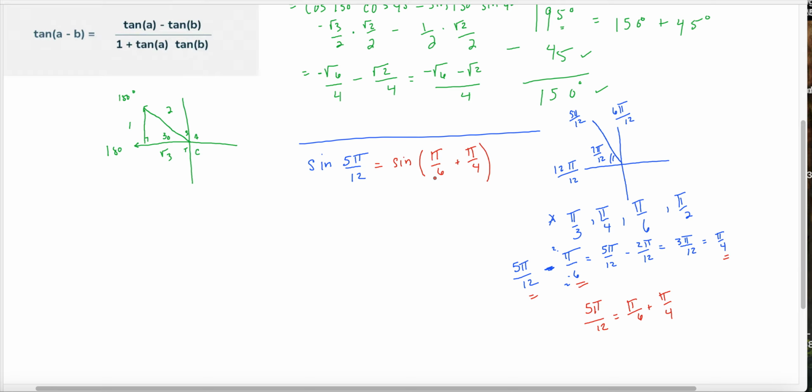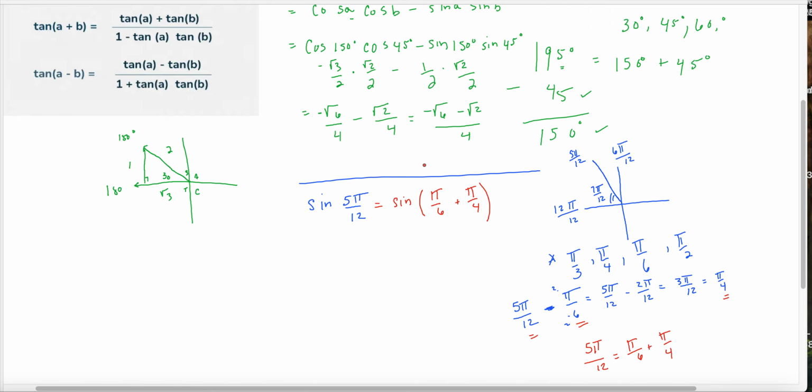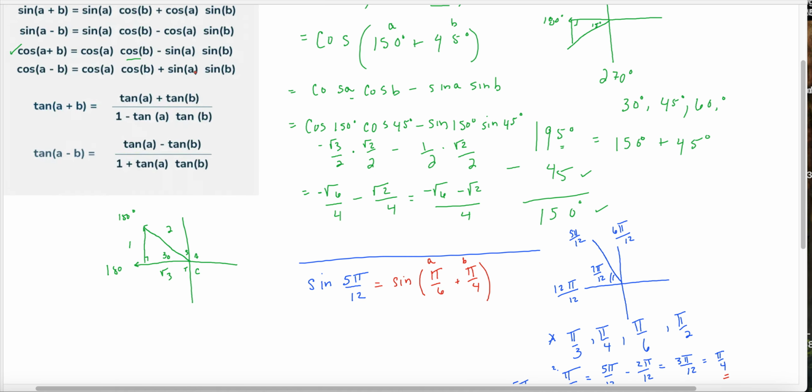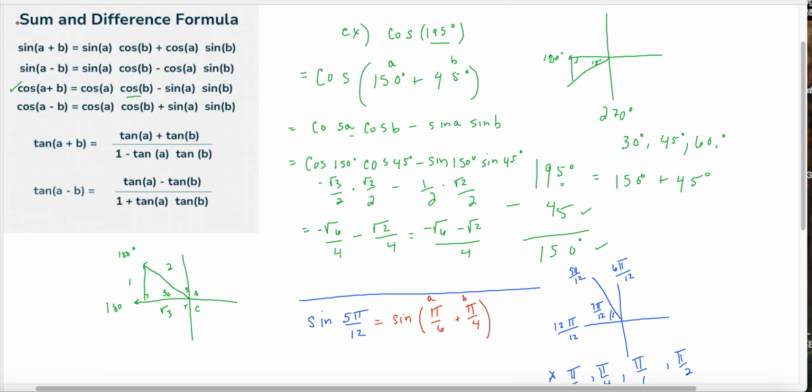So again, remember, if you have those converted with denominators of 12, it's a little easier to see how they add to 5 pi over 12. Okay, so now let's think about, we're going to call this one A and this one B, and then, since we're adding, we would be using this identity.